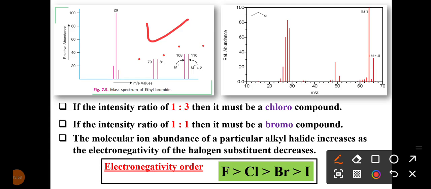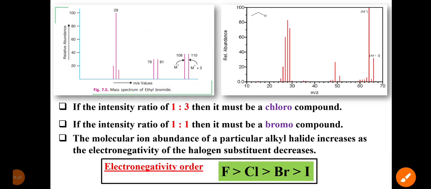Similarly, here you can see the example of ethyl chloride, right? In ethyl bromide, the intensity of 108 and 110 is in a 1:1 ratio. But here in chlorine, it is a 1:3 ratio, right? Meaning the M plus 2 peak and the M peak, whatever peaks are observed, the intensity ratio is 1:3 in your chloro compound. So just remember this, guys: for chlorine compounds the intensity ratio is 1:3, and for bromine it is 1:1.